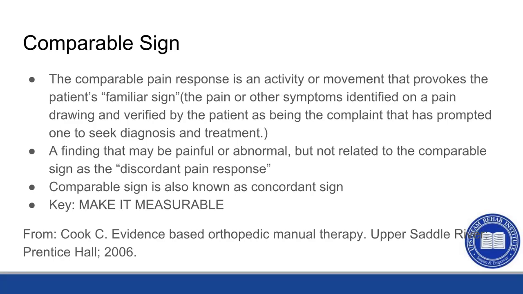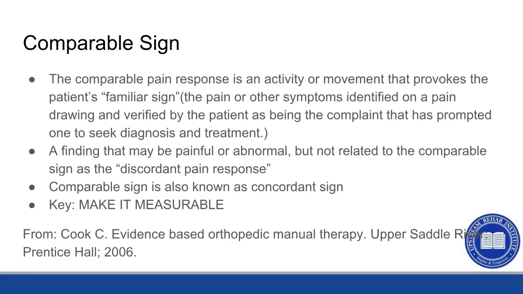The comparable sign. So this is a huge component of what we are trying to do. We want to reproduce that pain that brought the patient through the door. This is their pain, their familiar symptoms. Now, if a finding within the area is painful or abnormal, but it's not related to this, you can call this a discordant pain response or a joint sign. Also, sometimes a comparable sign is known as a concordant sign. But the key with this is make it measurable.